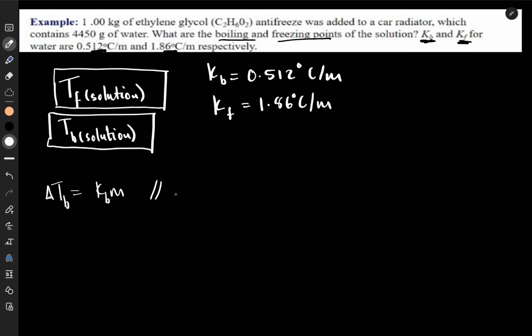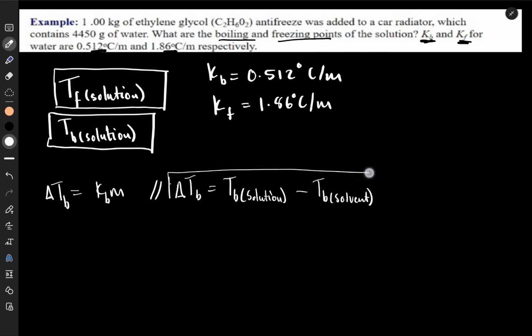Then the second one says that delta TB is equal to T boiling. What is higher at boiling? Is the solution higher or is the solvent higher? We know that the solution is higher. So it will be solution minus the solvent, because we know that boiling gets elevated, right? It's boiling point elevation. So the temperature increases at boiling. We always want the bigger one to be the one that you write first. So we know that when you add salt, you increase the boiling point. So the solution has a higher boiling point than the solvent alone.